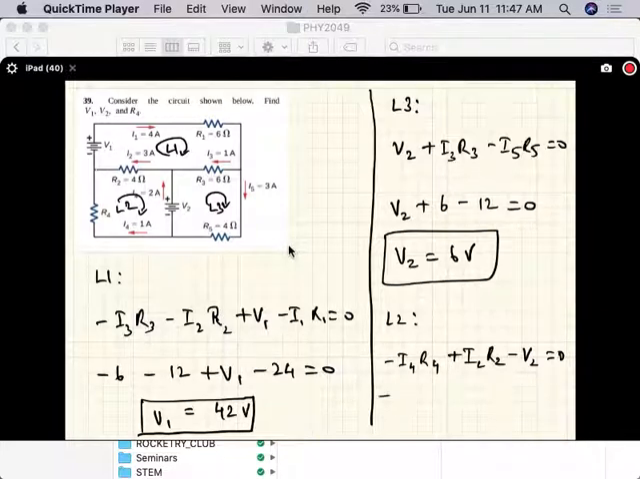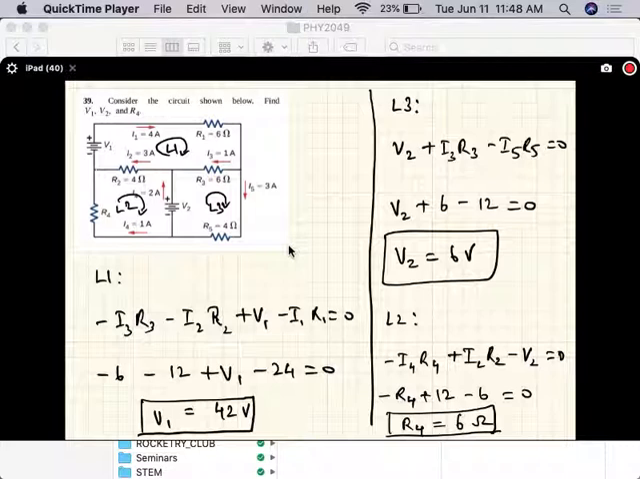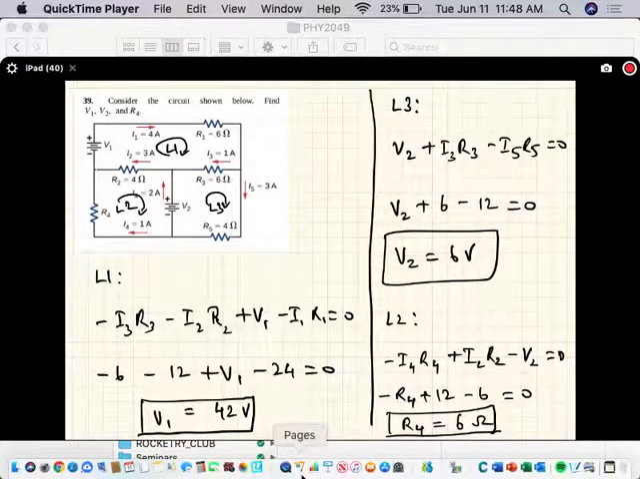Minus I4R4 plus I2R2, that's 12, and we got V2 as 6, so equal to 0. So R4 is 6 ohms. Okay. So the 3 loop equations solved the problem for us.